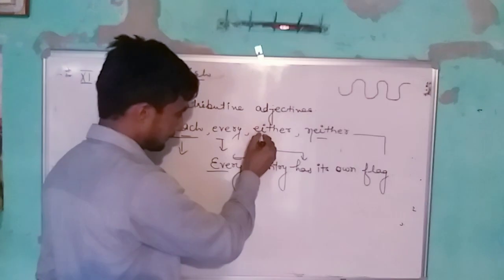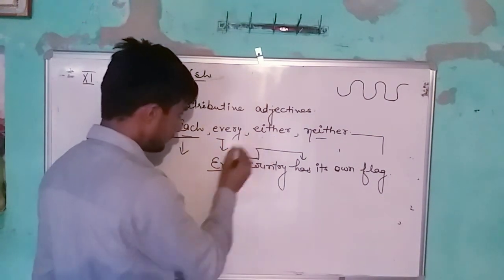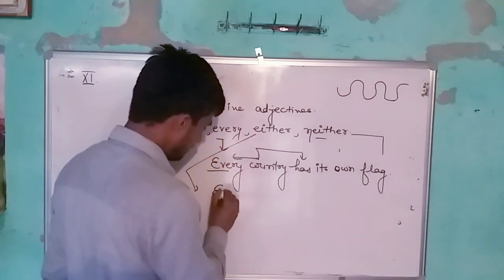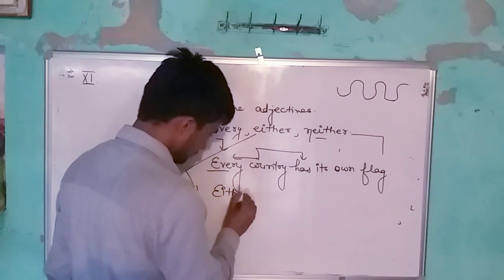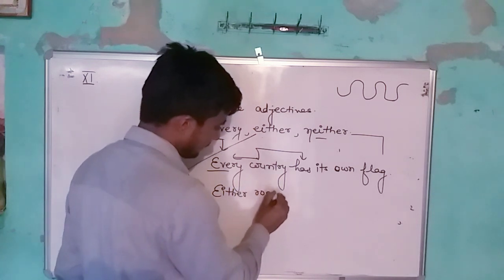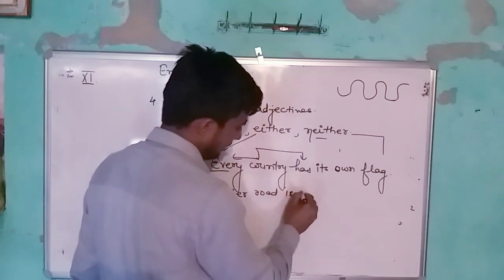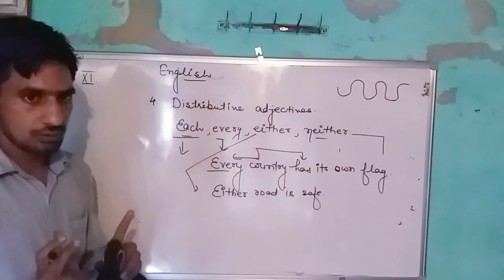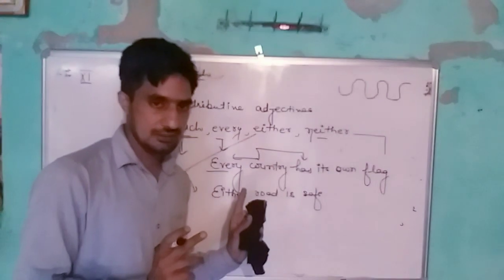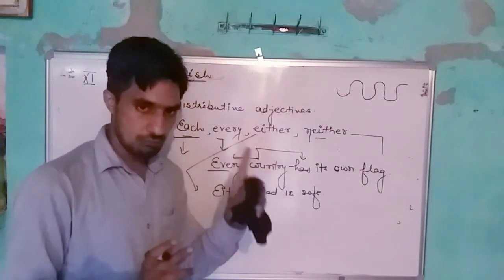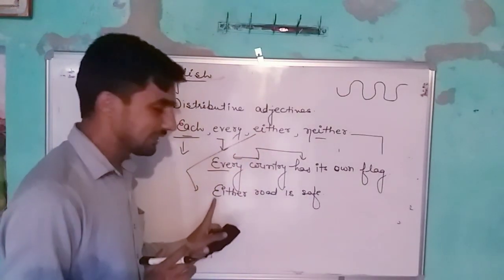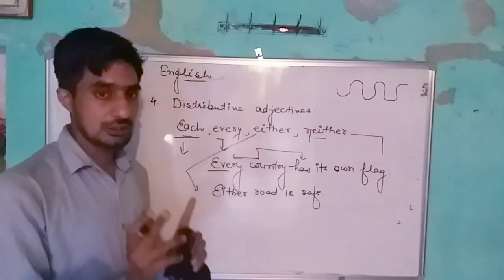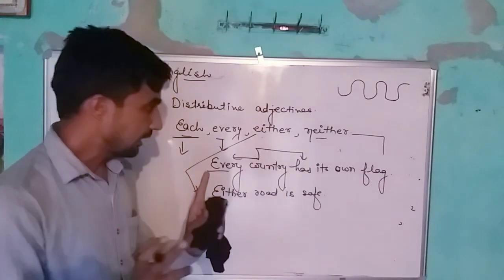After that, either means one of two. Either road is safe. It means there are two roads, but one road is safe. It means one of two, and we can use the adjective either if we want to describe one among two.